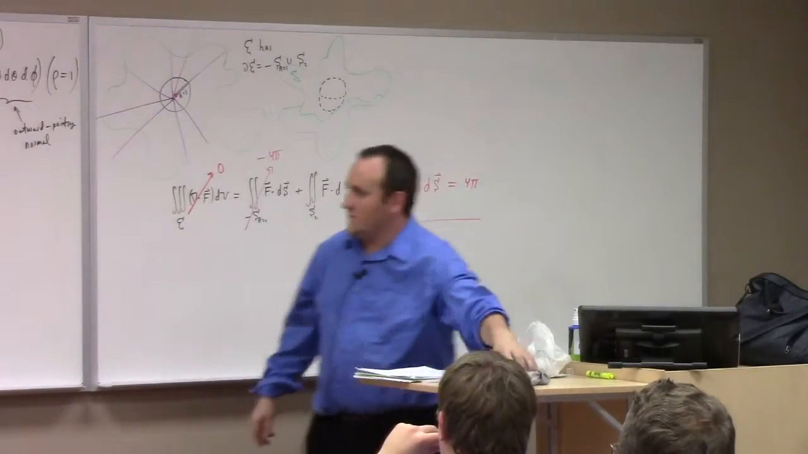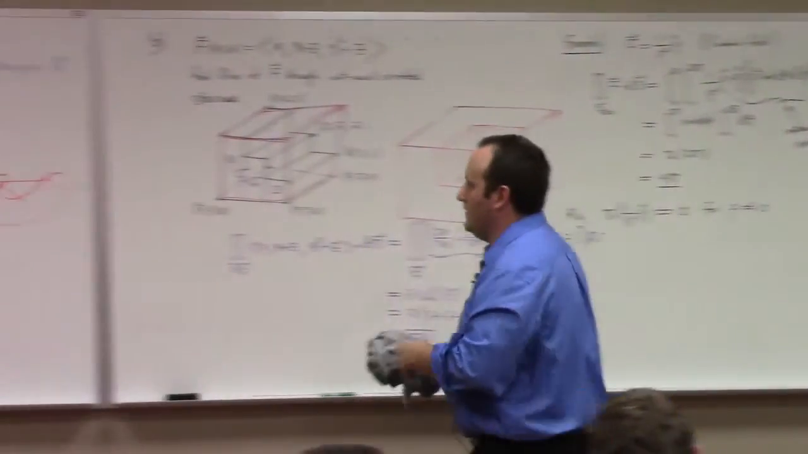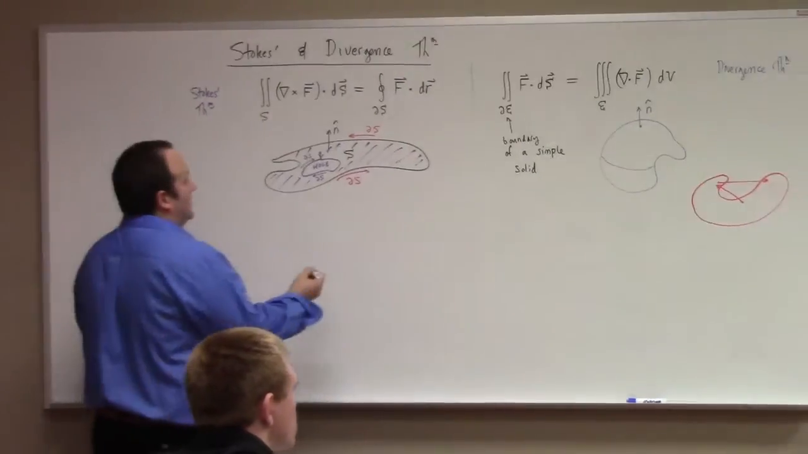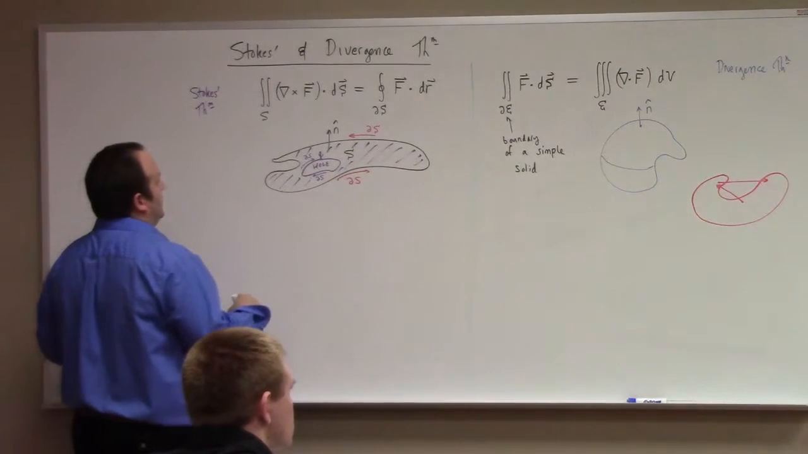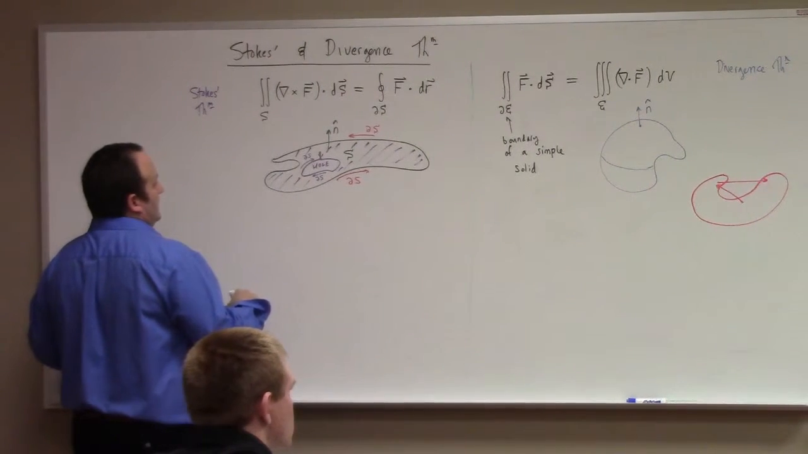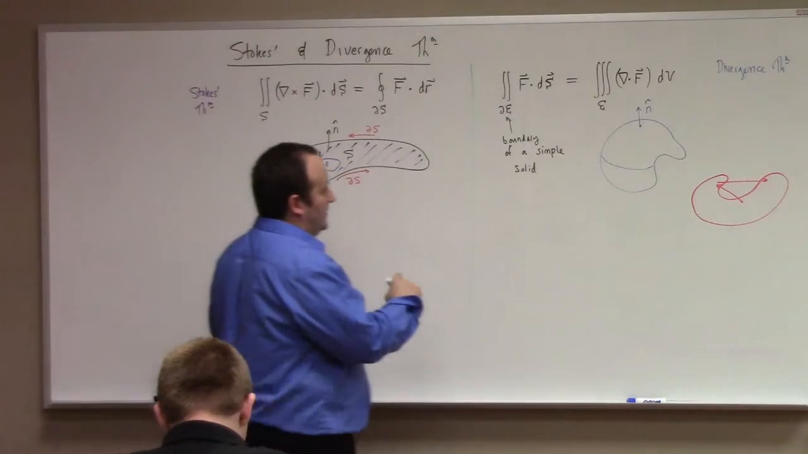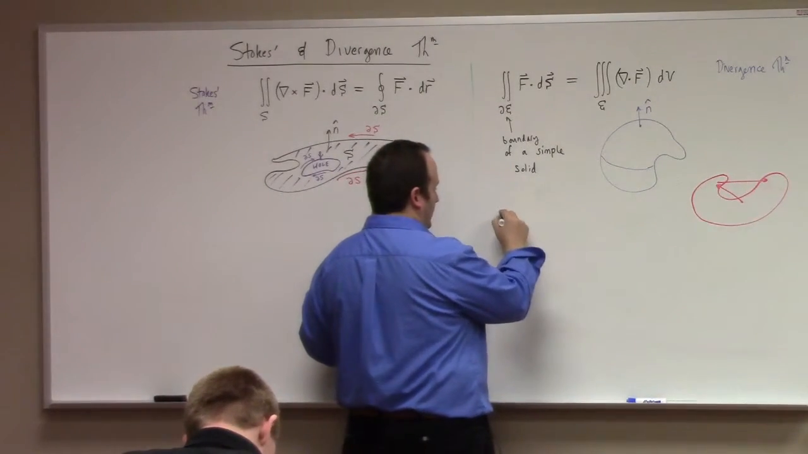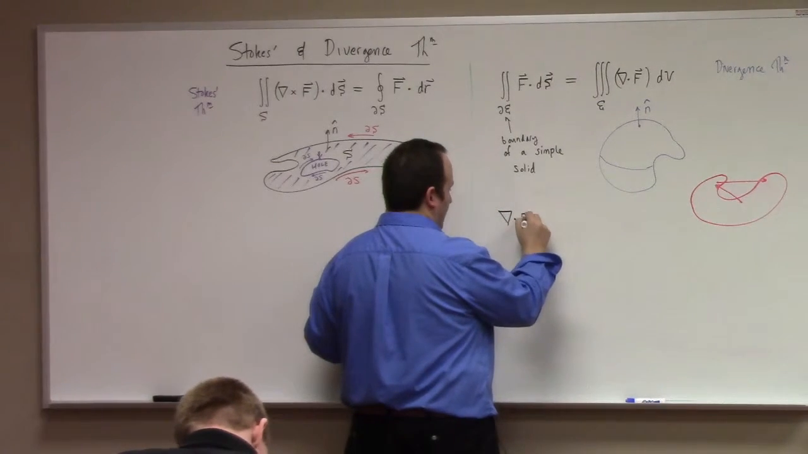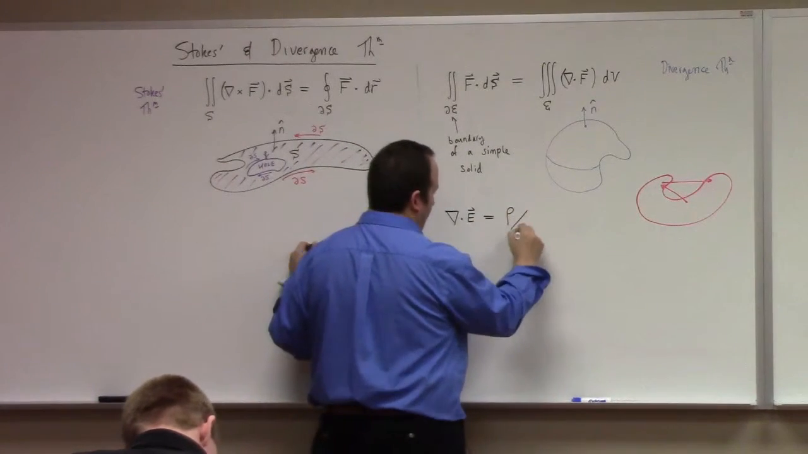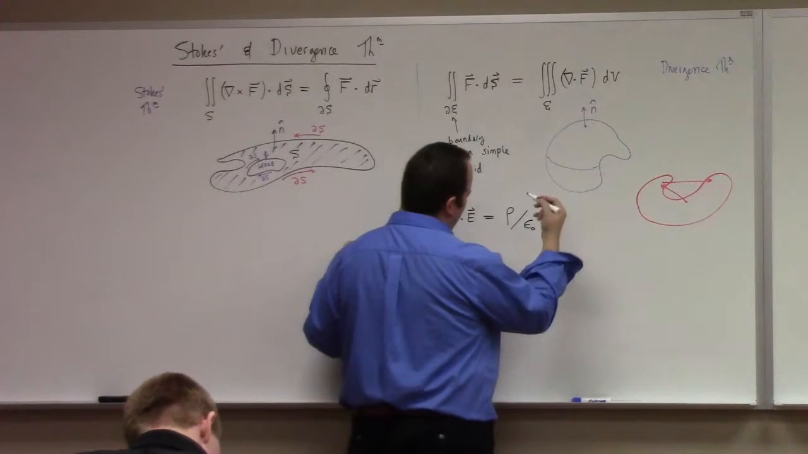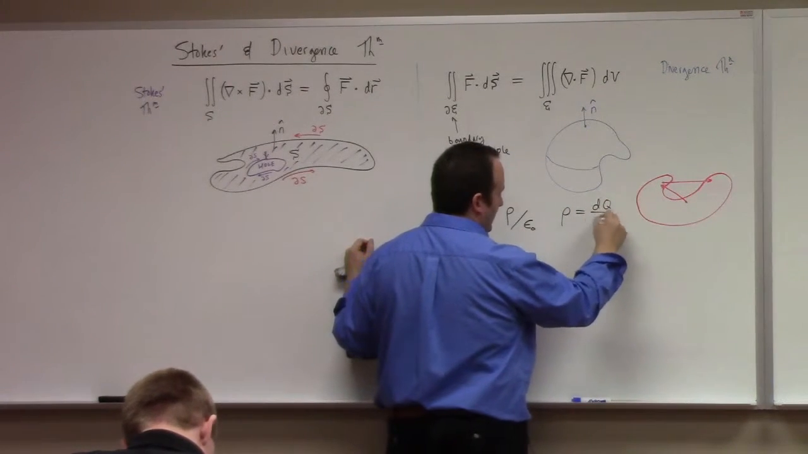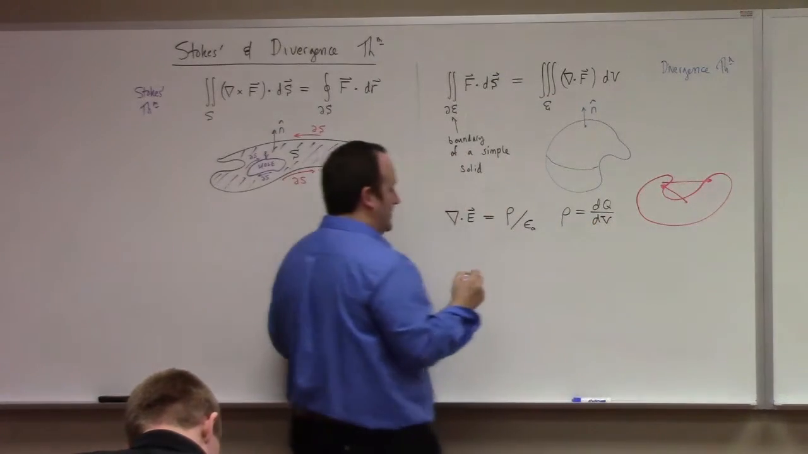I have a couple big applications just for a second here before I get off the beaten track too much with an actual example. One of the main uses of the divergence theorem: in electromagnetism, we learned that the divergence of the electric field is equal to rho over epsilon naught. Here, that's a different rho, unfortunately. Here, rho is equal to dq dv. It's the charge per unit volume.